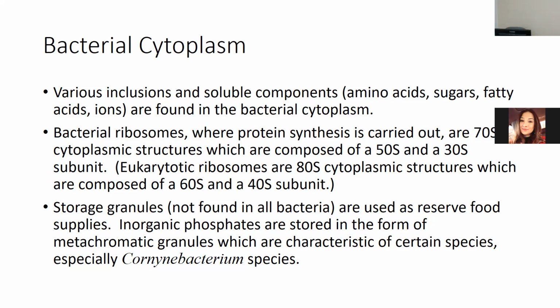Our eukaryotic ribosomes are 80S, and they're composed of 60S and 40S subunits. I know that doesn't add up to 80, but it's not supposed to. It's the size. And the 70S is the 50 and 30. And you're like, I'm never going to remember that because that's confusing. But hopefully you will, that 70S is our bacterial ribosome size.